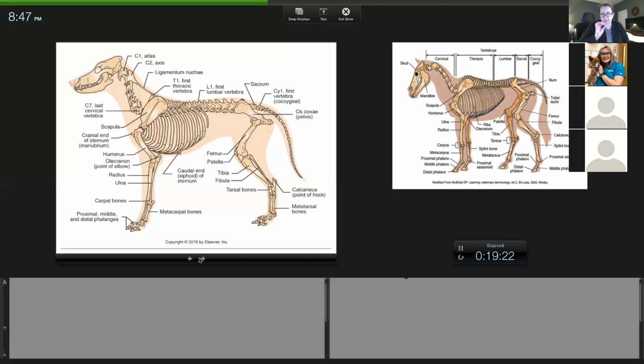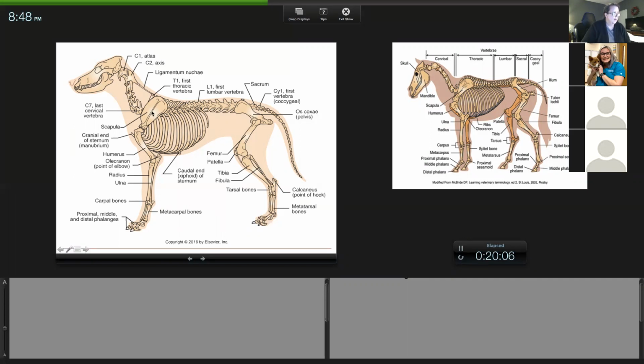But things that I want to point out that are hard to see on this image: this point here, from when we talked about the ribs and the sternum, the manubrium is up here. It's that little point, and the xiphoid is this little point down here. So sometimes that's hard to see on an image. Also, this point here is sometimes difficult, and that's the olecranon. Sometimes people get it confused with the calcaneus. The olecranon is this point of the elbow, and the calcaneus is on the back, the point of the hock. So knowing those two prominences is important.